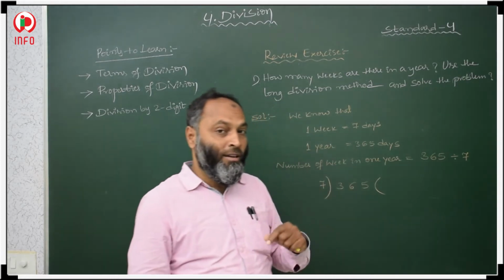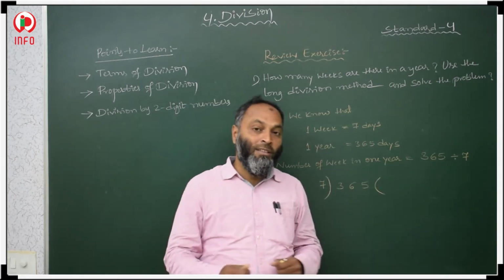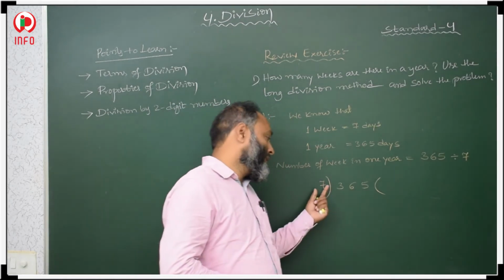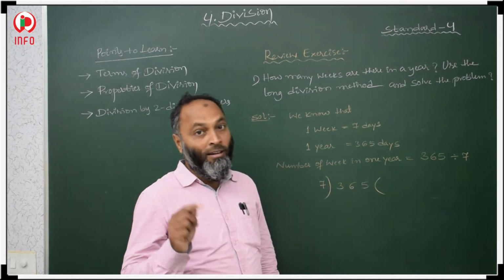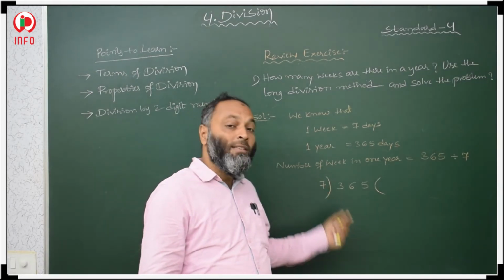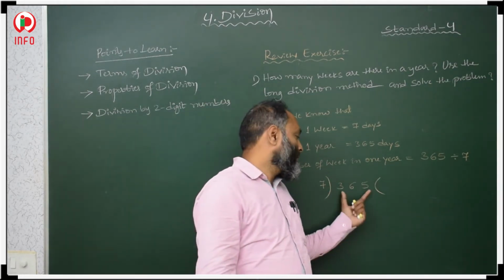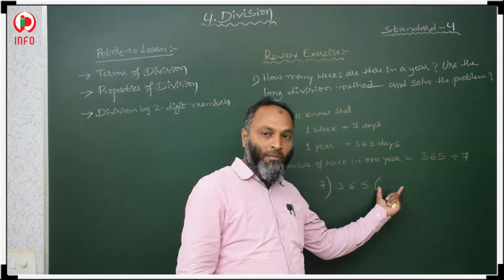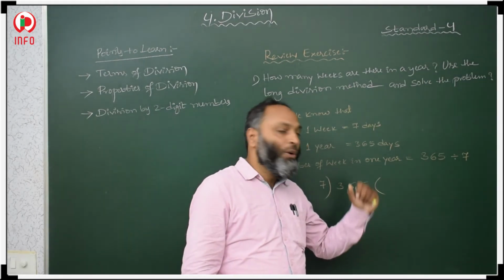How to remember? Who drives is a driver, who cleans is a cleaner. So the number which divides is the divisor. Here 7 is the divisor. This one is the dividend. Whatever the answer is that comes here, that is the quotient.